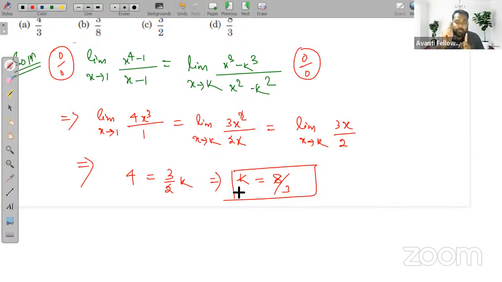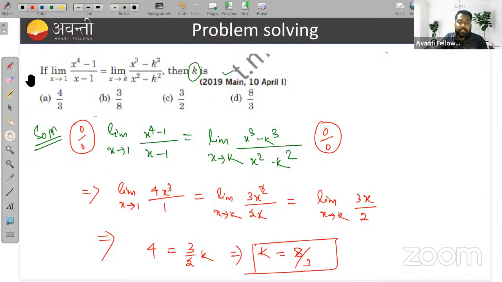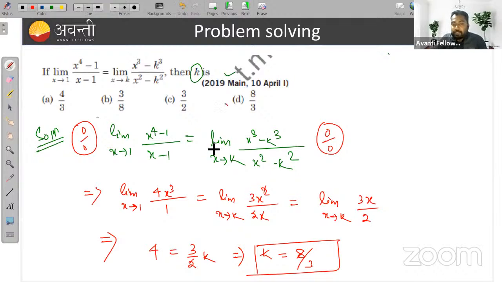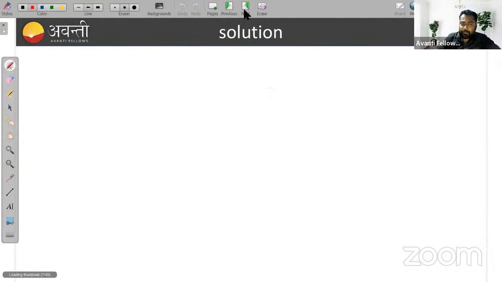Within 3 steps, we are getting the answer, right? So for k is equal to 8 upon 3, both the limits will be the same. So what is the correct answer? Option D is your correct answer. So 8 upon 3 is your limit, the value of k, right? Okay, let's move to the next question here.